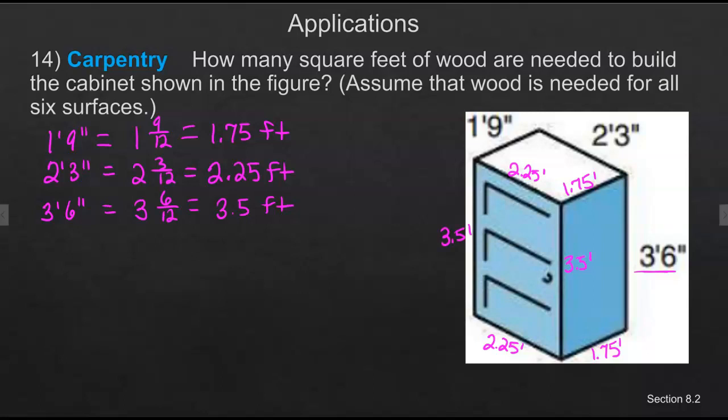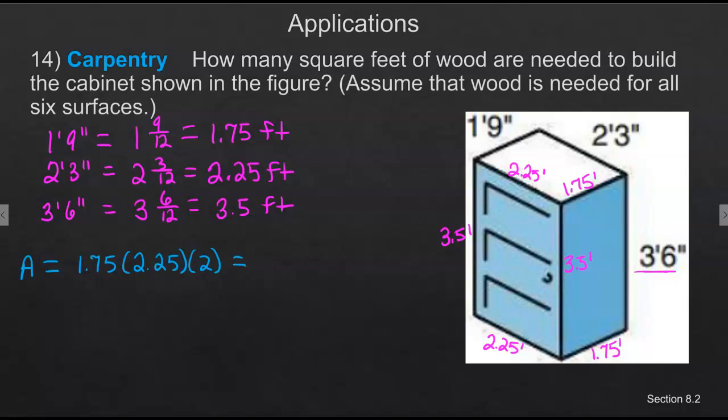Okay, so now the area, base times height on each one, or for the rectangles, length times width, however you want to think about that. Let's just start with the top. The top and the bottom are going to be 1.75 times 2.25, and then that's also times 2 because we have top and bottom.